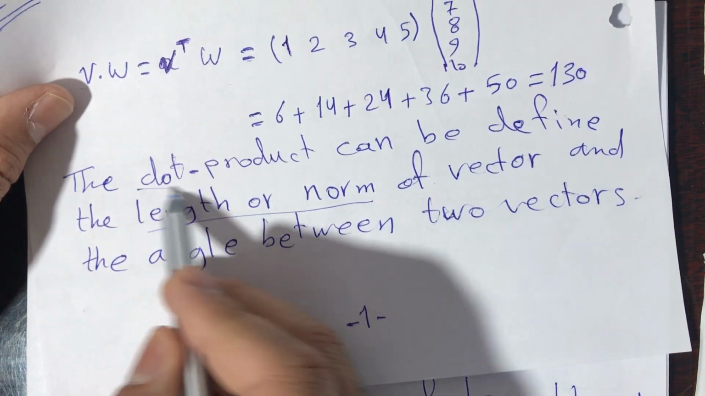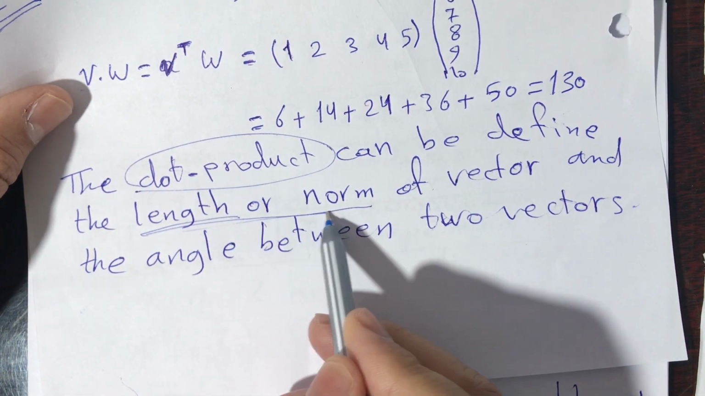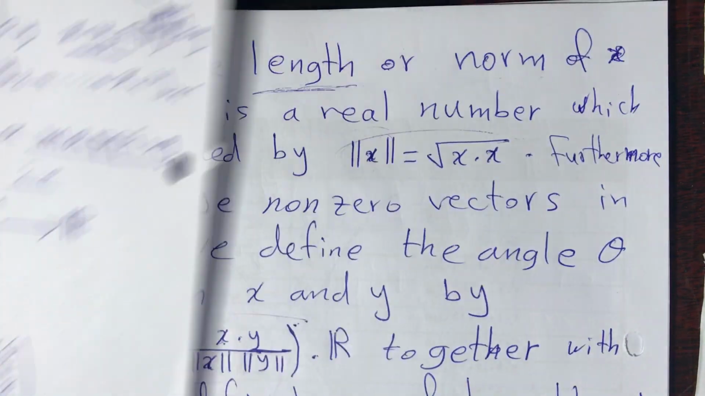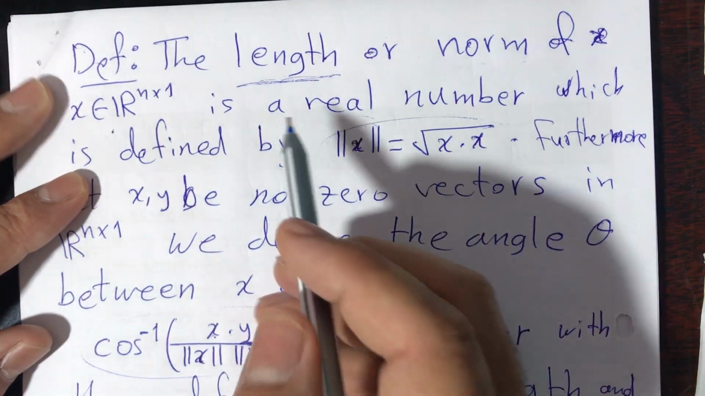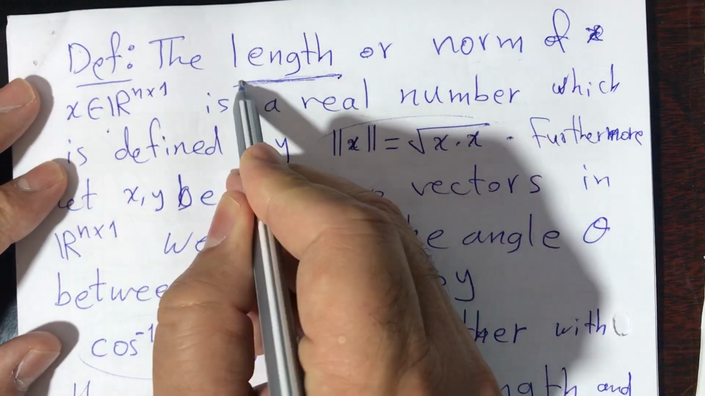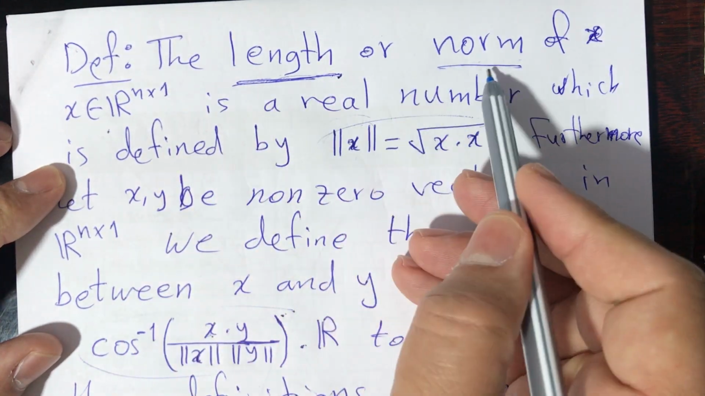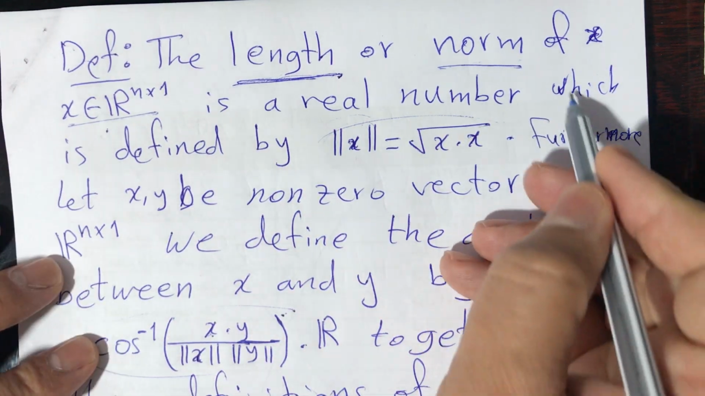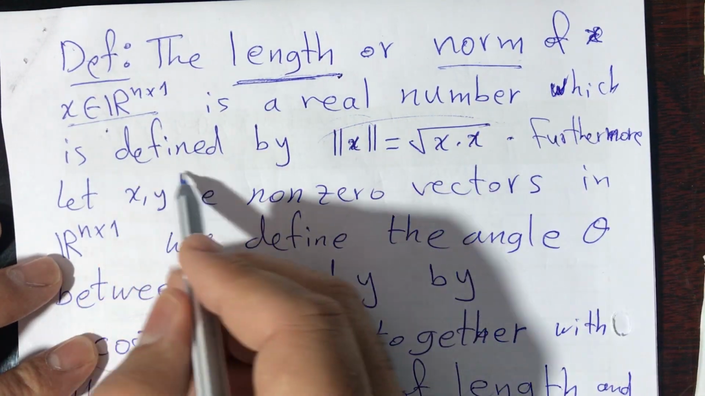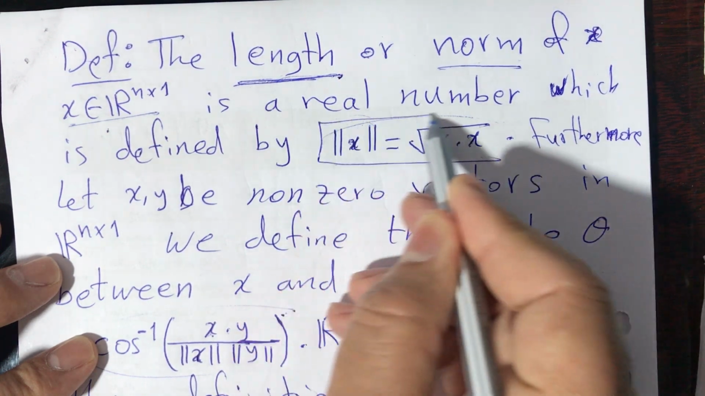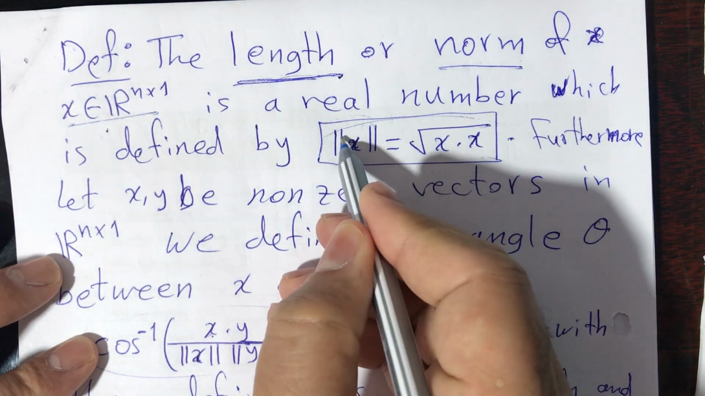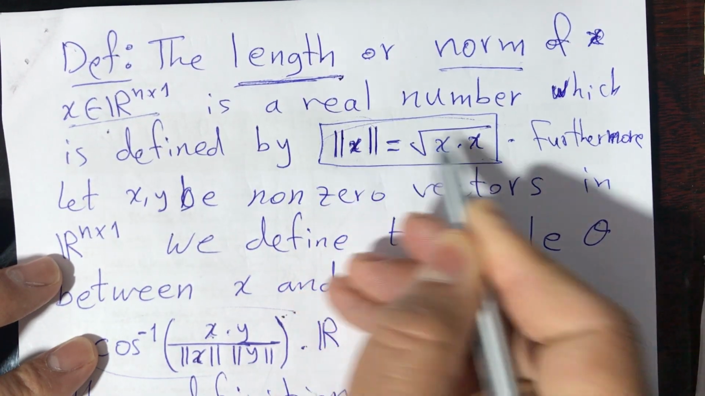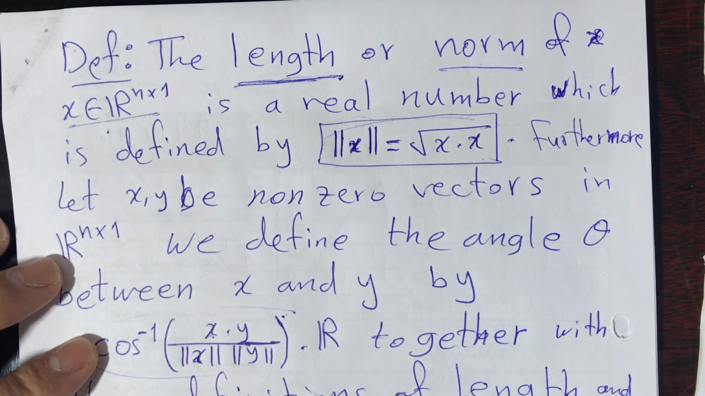We can use the dot product to define the length or norm of a vector and the angle between two vectors. This is page number 1, and here we define the length and norm. The length or norm of x, belonging to R^(n×1), is a real number defined by the norm of x, which equals the square root of x dot x.